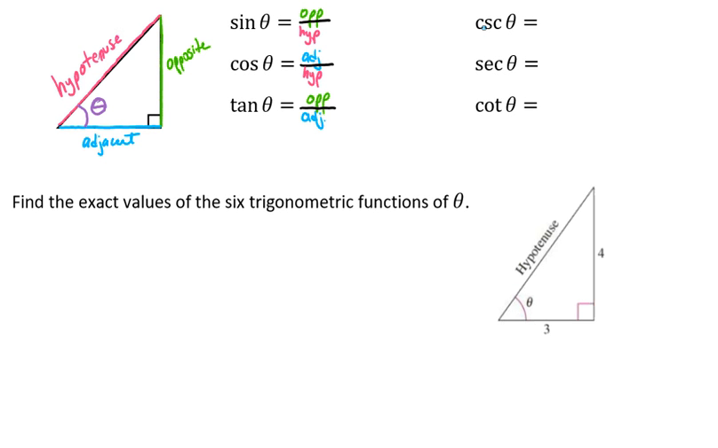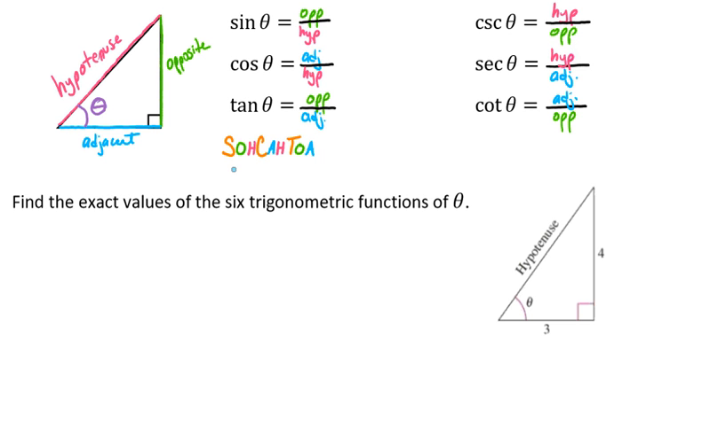Cosecant, secant, and cotangent are the reciprocals of sine, cosine, and tangent, which gives us the hypotenuse over the opposite for our cosecant, for secant, the hypotenuse over adjacent, and for the cotangent, the adjacent over our opposite. To help us remember, because it can kind of be a lot, we have SohCahToa.